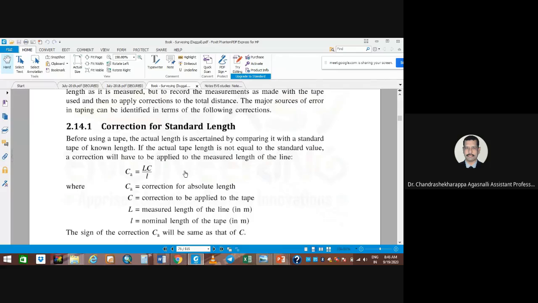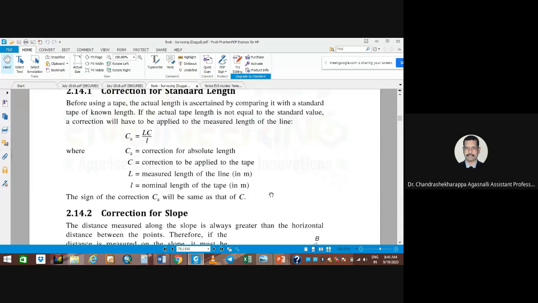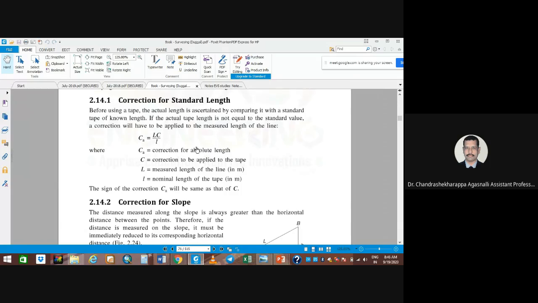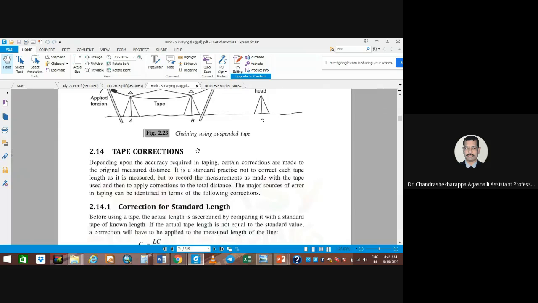CA is equal to LC by L. C is the correction to be applied to the tape, L is the measured length of the line in meters, and the other is the nominal length of the tape, the actual length. The sign of correction CA will be the same as that of C. So this is how we are going to use some of the formulas for the correction of length when we are using the tape.